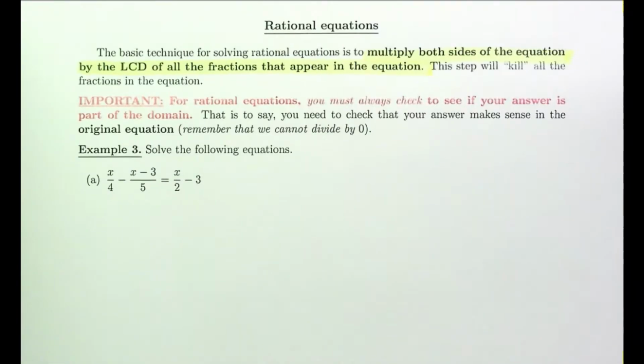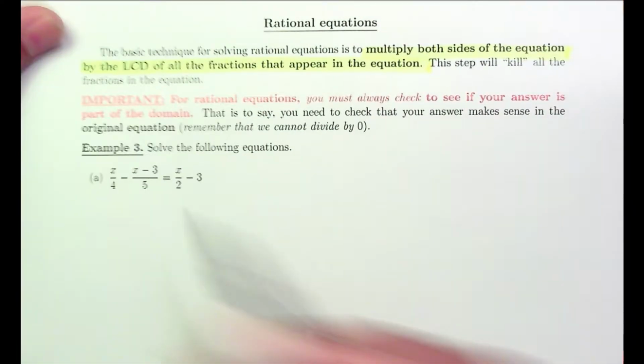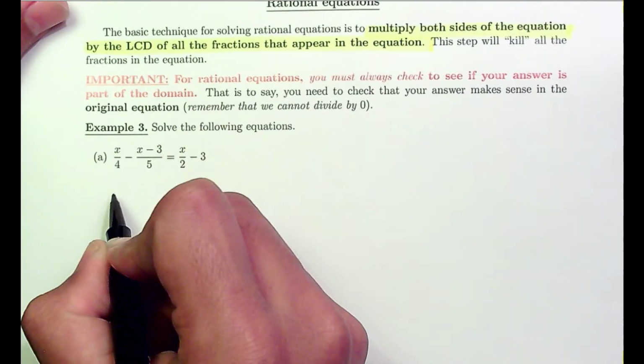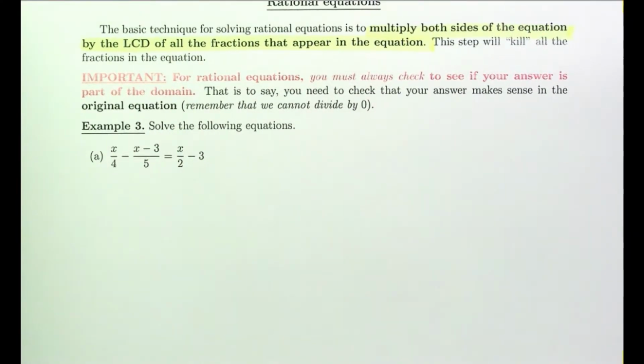All right, so let's start with this one. It says solve the following equations. The first one says x over 4 minus quantity x minus 3 over quantity 5 equals x over 2 minus 3. All right, so first thing we need to do is find the LCD of all these fractions that we have here. So what is the LCD of 4, 5, and 2?